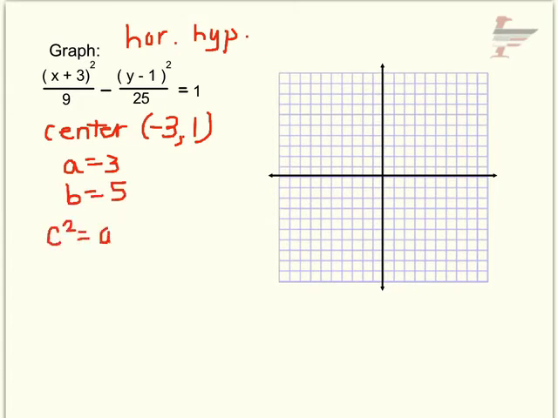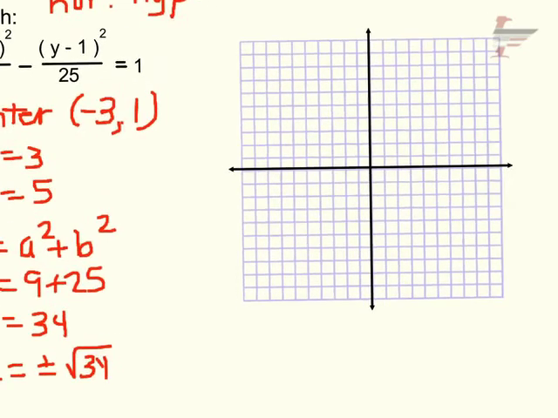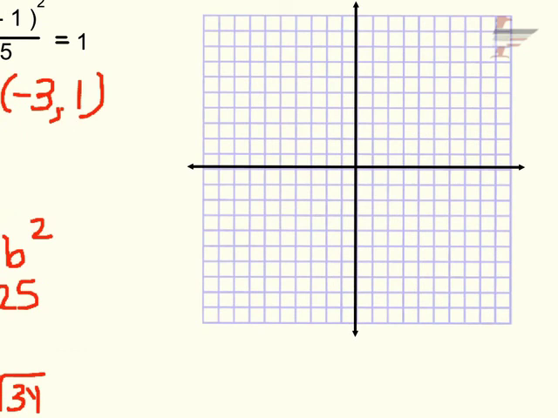c squared then, remind yourself, is a squared plus b squared, so that's going to be 9 plus 25, which is 34. So c is going to be plus or minus the square root of 34, and there are no perfect squares in 34. So, all right, all the stuff we can pick out mathematically. So my center is at negative 3, 1. I'm actually going to draw that first. So center is at negative 3, 1.